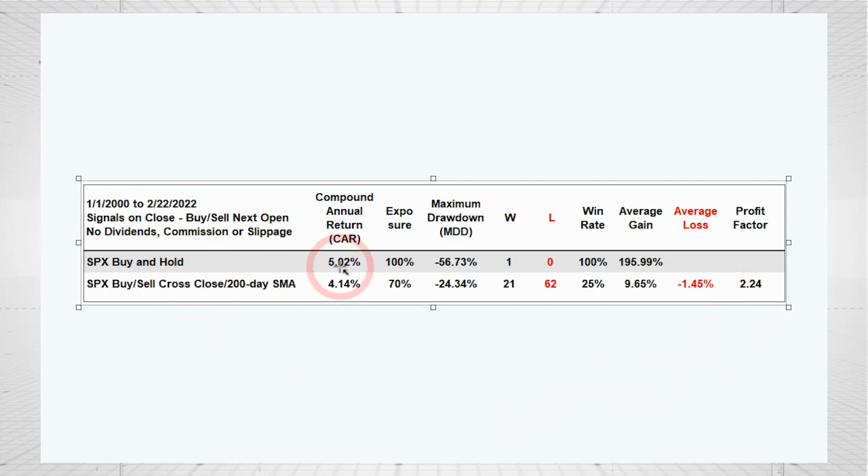But if you had buy and hold, you can see you would have outperformed the cross, because buy and hold returned 5%. Of course, you had some big drawdowns in 2008, also in 2002, 2003, and then a 33% drawdown in the COVID crash. But we can improve on this.